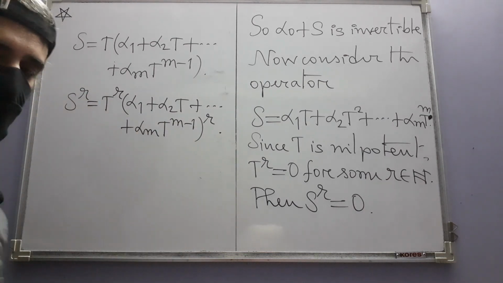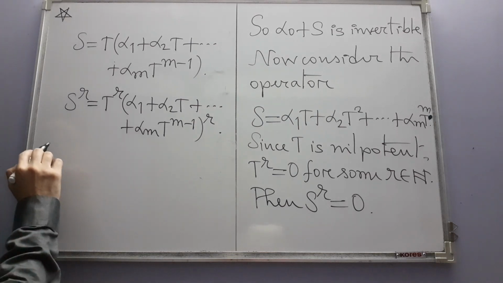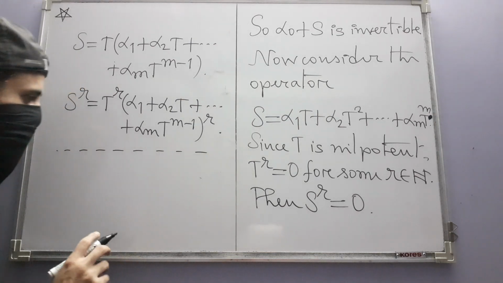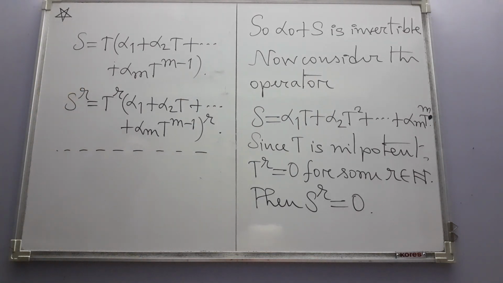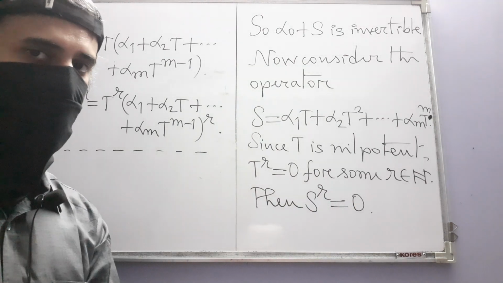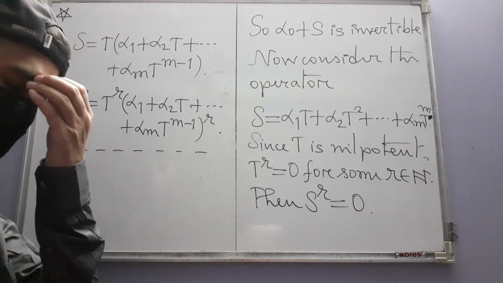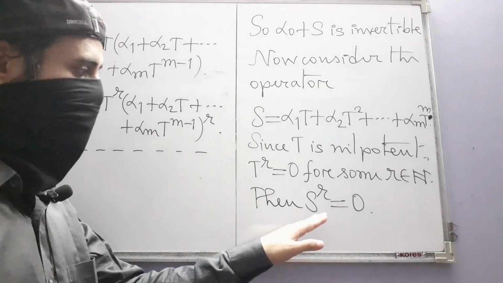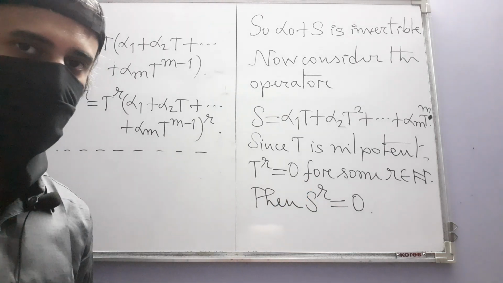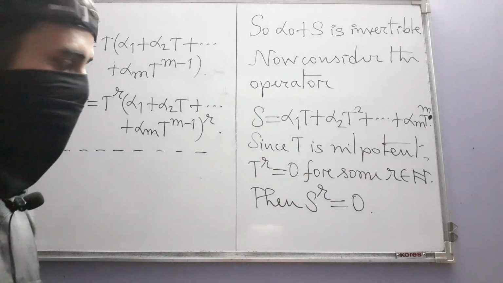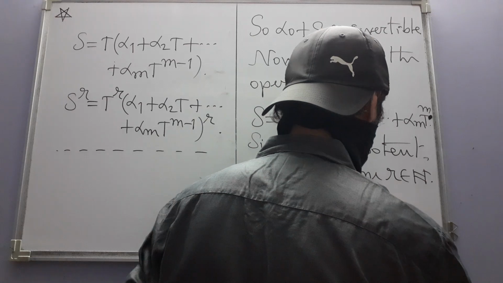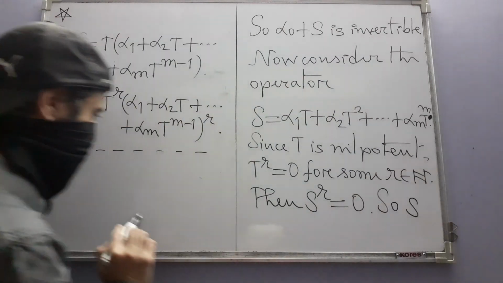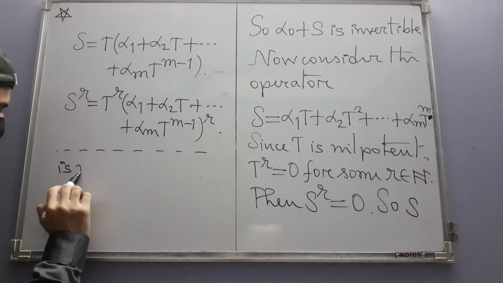And I won't say anything else, okay? Actually, this is in fact everything that you need to say that s to the power r is 0. And that's why I'm just simply going to continue from here. So now we know that this s is nilpotent.